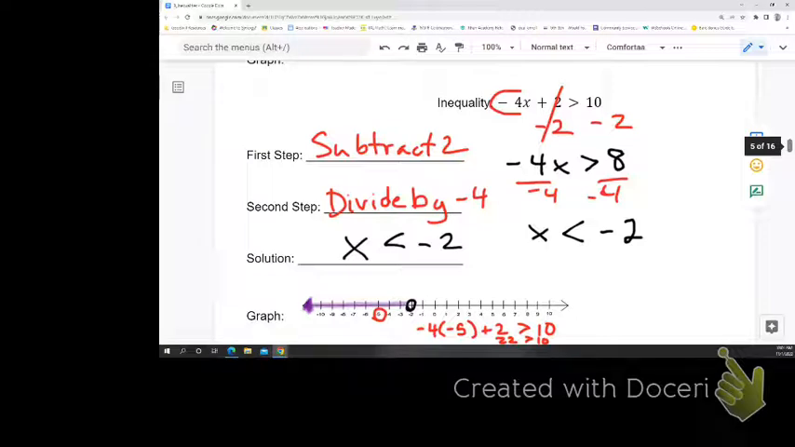So you do not have to, but if you're hesitant about if your shading is in the right section, you can plug a number in, any number that's in the shaded part, to see if your shading is in the right place. If you plug in the exact number, the negative 2, it's just telling you that your circle is in the right place. It's not telling you if your shading is in the right place or not.